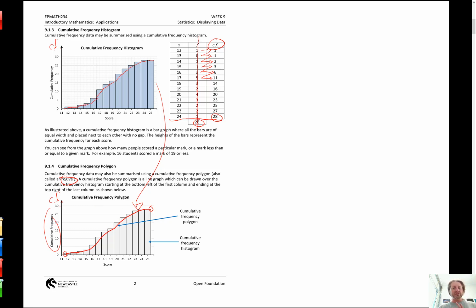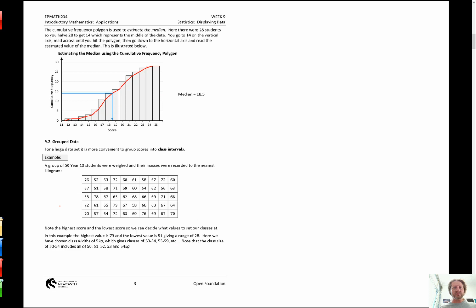So there's our cumulative frequency histogram and cumulative frequency polygon that we might need to either construct, which we've just gone through some steps, or we might have to read from. Well, what might we have to read from it? Let's look at this question. Here's the cumulative frequency polygon. It's both here. Here's the histogram, and here this line's the polygon.